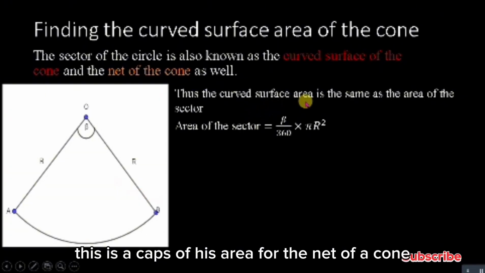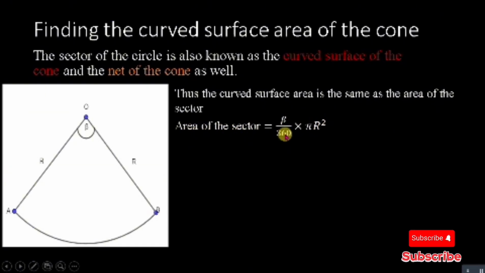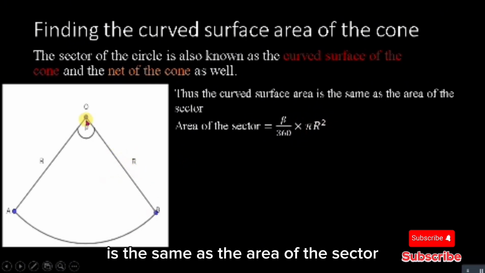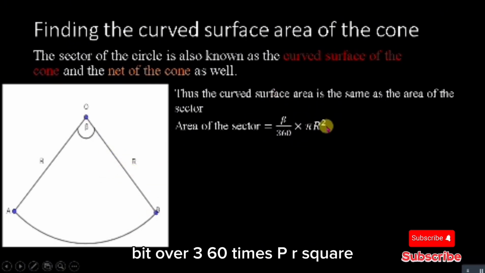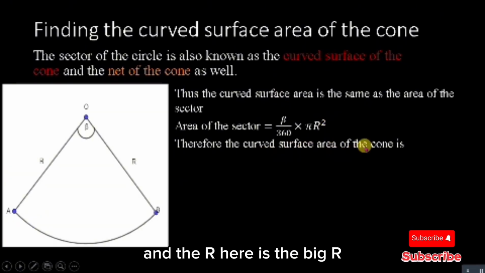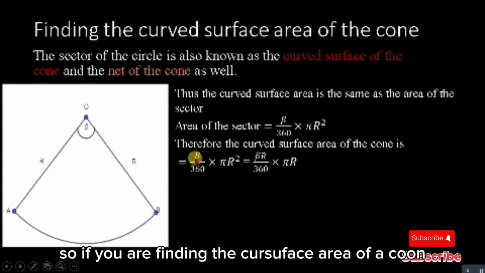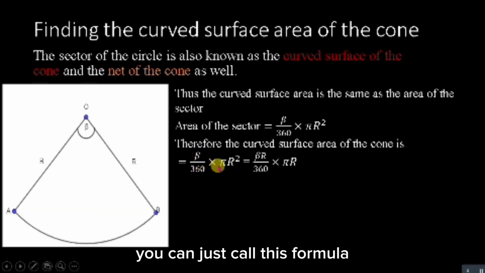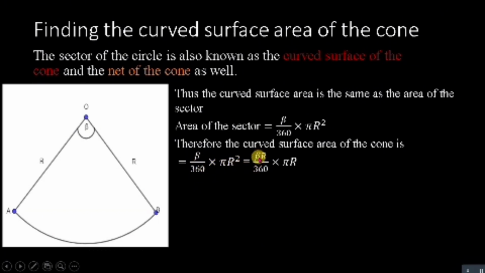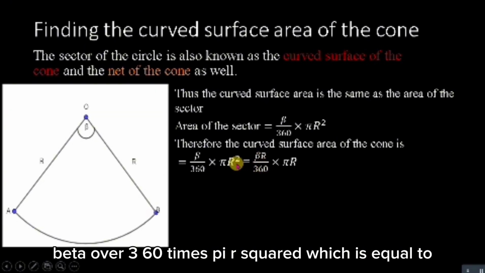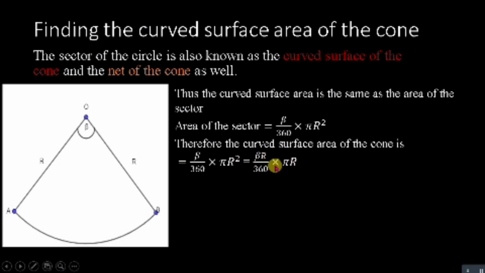Thus the curved surface area is the same as the area of the sector. Area of the sector is beta over 360 times pi R squared, and the R here is the big R. So if you find the curved surface area of a cone, you can just code this formula, you are good to go. Therefore the curved surface area of a cone is beta over 360 times pi R squared, which is equal to beta over 360 times pi R times R. So we are just splitting the R here, R times R is R squared. We are trying to find something here.